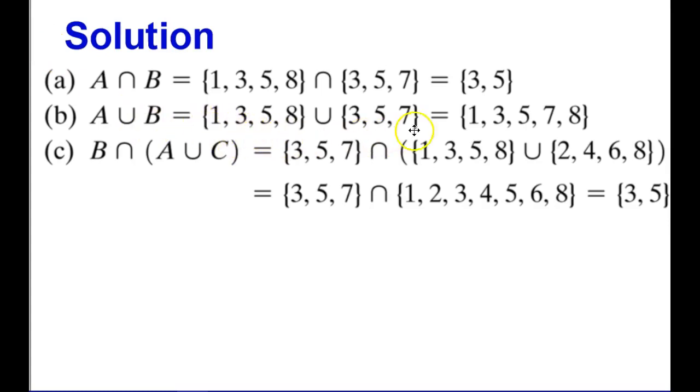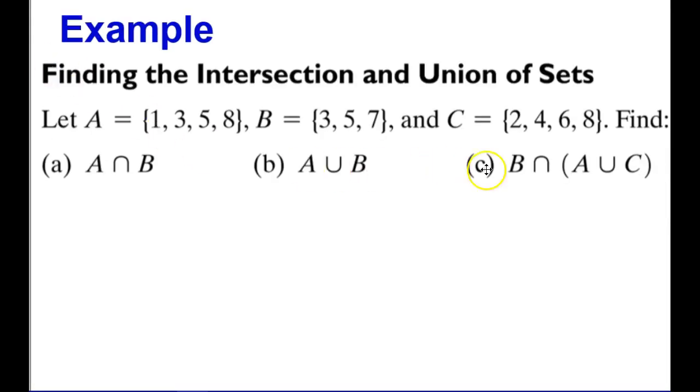Okay, so again, I write out my sets. So I have 1, 3, 5, 7, 8. I don't want to include these values twice, 3 and 5, because I know that it's the same value and it's included in both of them. So let's look at part C.